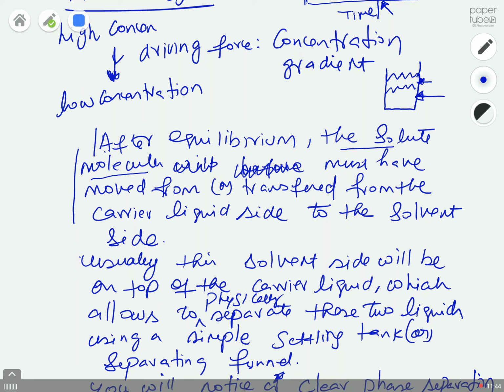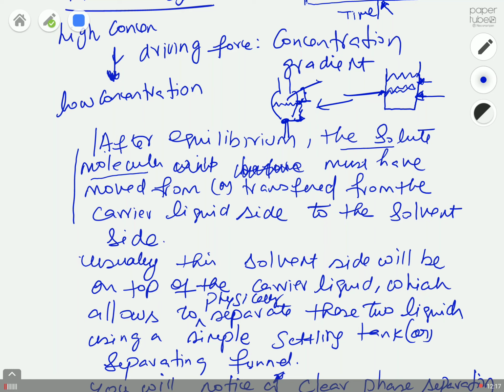Even after you move your solute from your carrier liquid to the solvent side, your solvent will still remain on top of your carrier liquid. Which means you will see a clear interface somewhere here. All you can do is put them in a separating funnel. You will see the interface again at this point. Once you open the tap, you can separate this liquid and then separate that liquid.